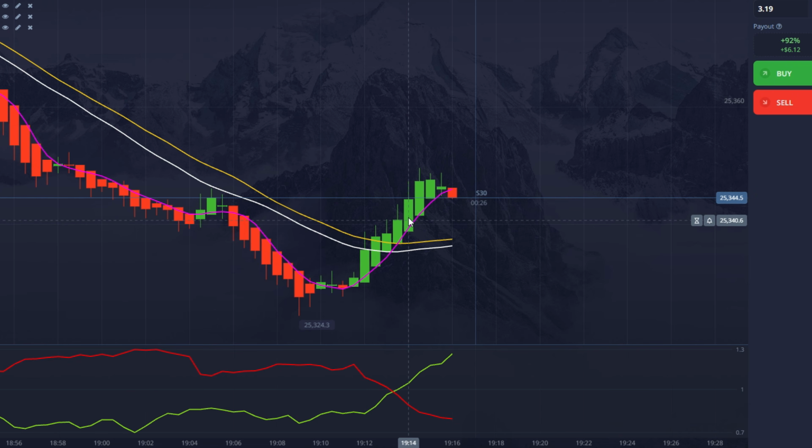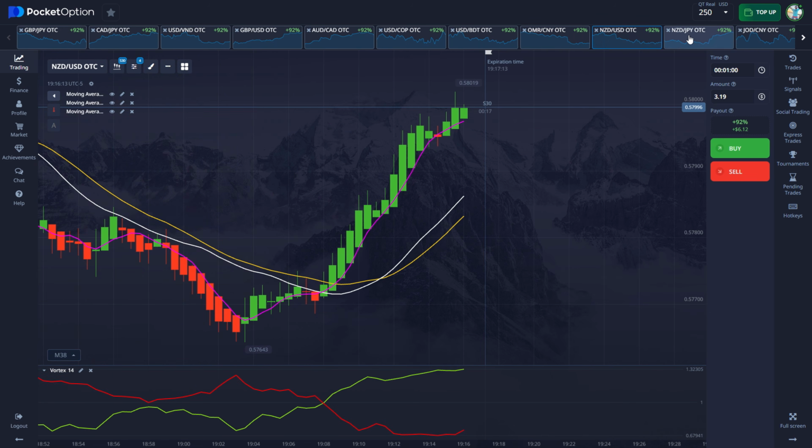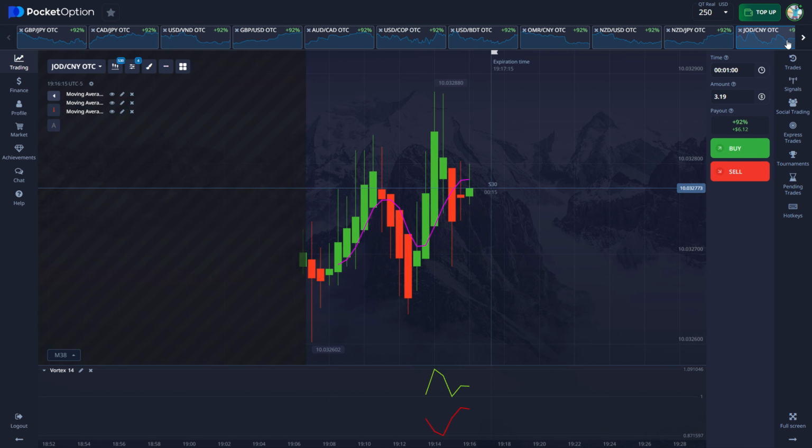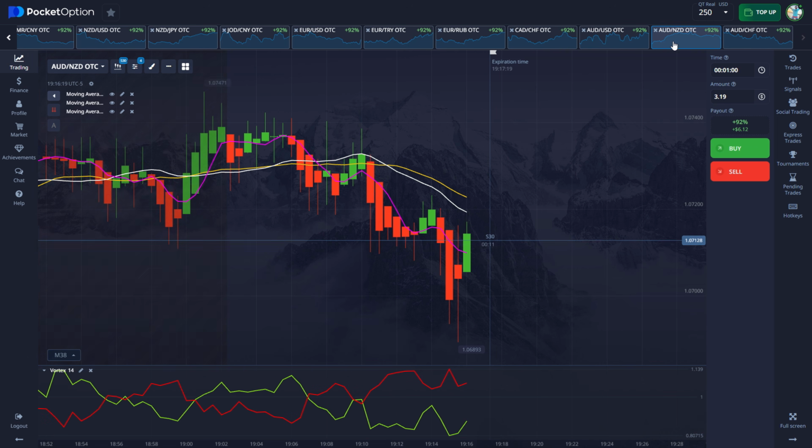And then we wait for a couple green candles to show up, and then we're going to buy in for 1 minute. Okay, so now let's go and look for a chart that we can use so I can show you.